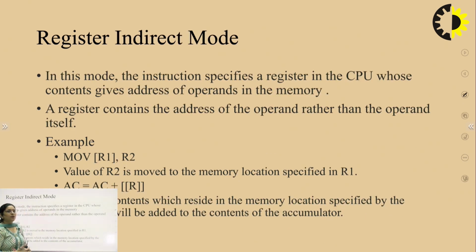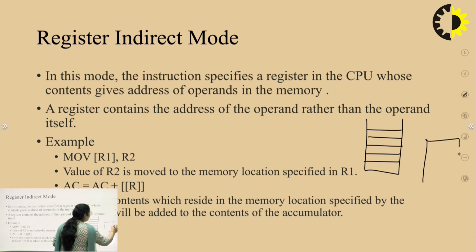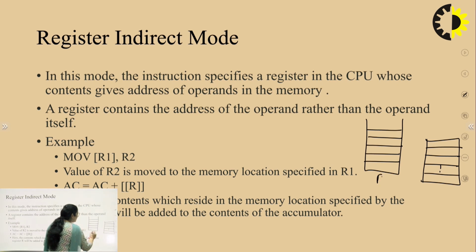Next we have a variation of this, which is register indirect mode. The register indirect mode says the instruction specifies a register in the CPU. Let us understand with this diagram. This is a stack of registers, and we also have some consecutive memory locations available to us. So these are registers, and we have memory.